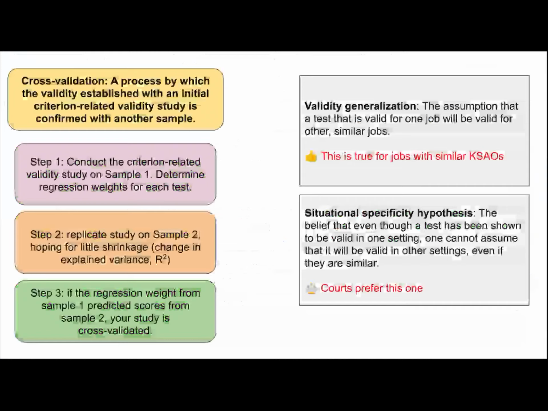So we move on to the situational specificity hypothesis, which is the belief that even though a test has been shown to be valid for one job, we cannot assume it will be valid for another job, even if it's very similar. And while we found that this is not always the case, and we really can make a generalization between similar jobs, the courts don't necessarily agree, and it's more defensible in court if you have your own selection procedure for every job.